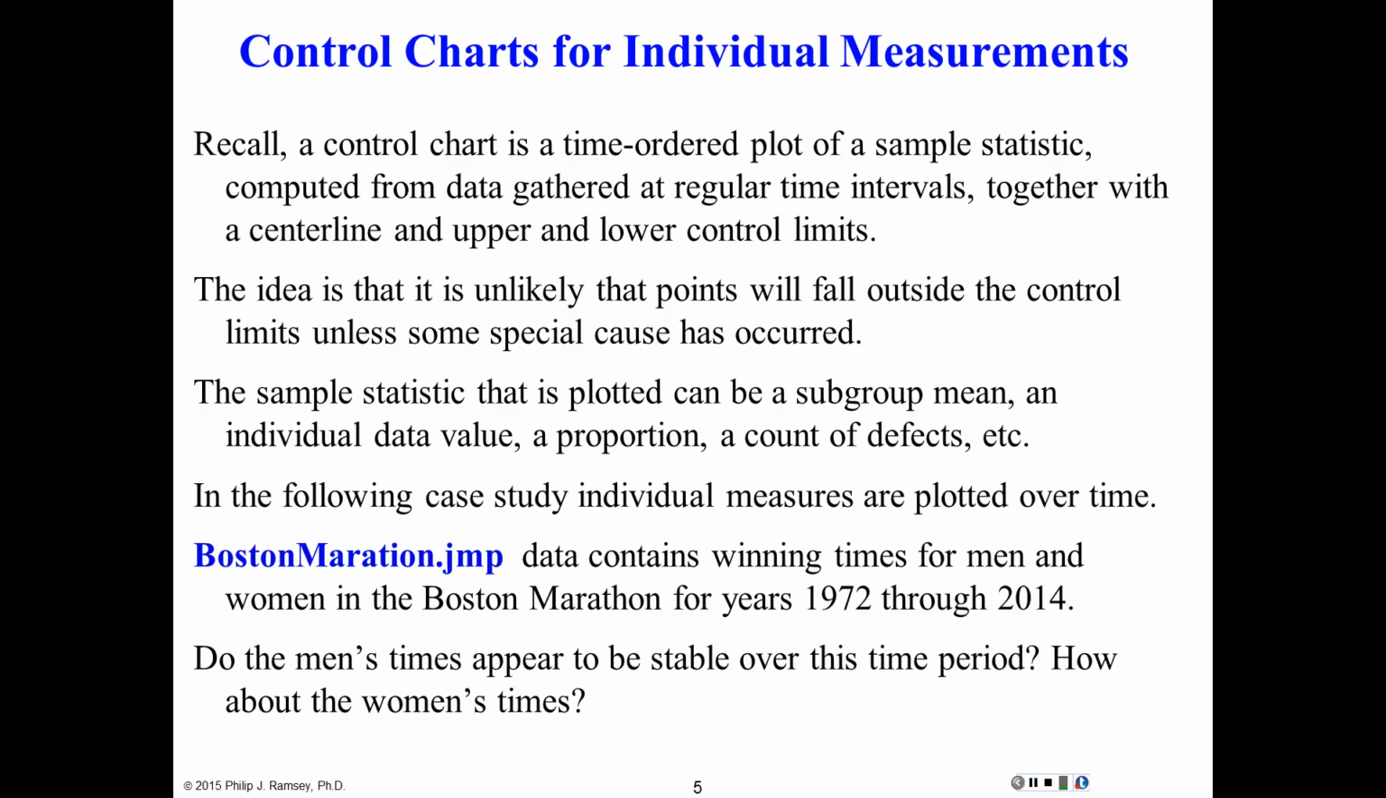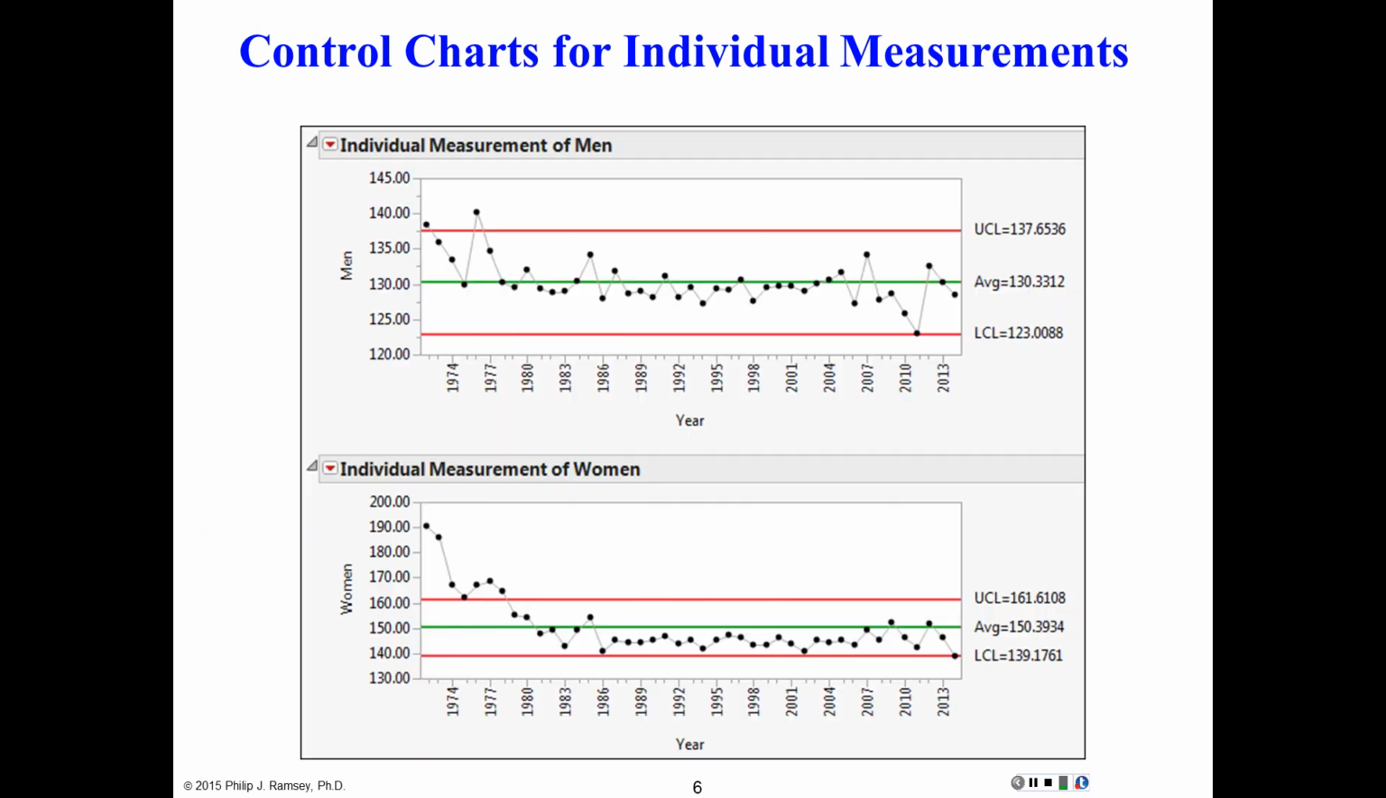Okay. So again, the idea of an individuals chart is at each time period you can only get a single measurement. So when you construct the chart, all you can plot is an individual. So on slide 6, I thought you might find this interesting. These are individual times for the winning men and women in the Boston Marathon from '72 to 2014. And you'll notice for the men, more or less since around 1980, it's been pretty stable. Now, I think somebody broke the record last year. And it does appear there was a shift.